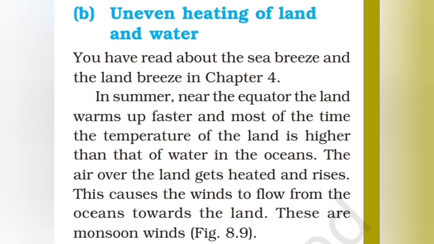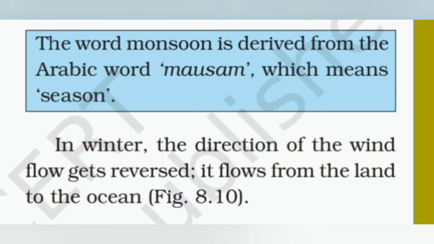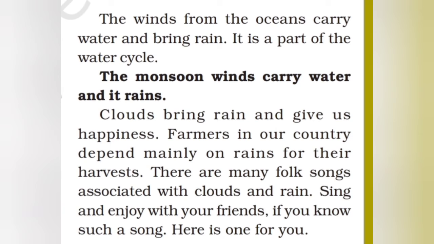These are monsoon winds. The word monsoon is derived from the Arabic word mausam, which means season. In winter, the direction of the wind flow gets reversed. It flows from the land to the ocean. The winds from the oceans carry water and bring rain. It is a part of the water cycle. The monsoon winds carry water and it rains.